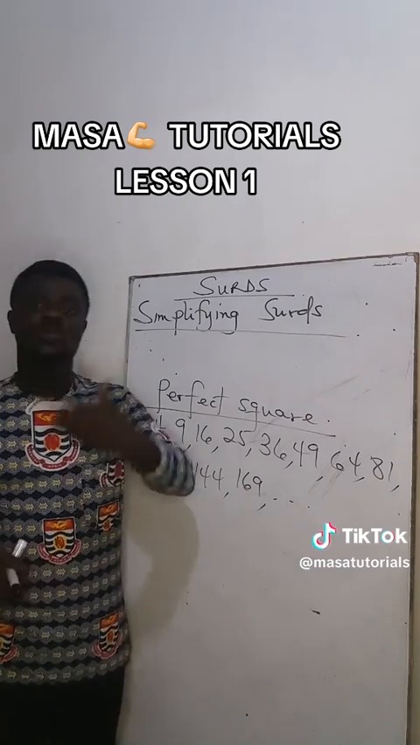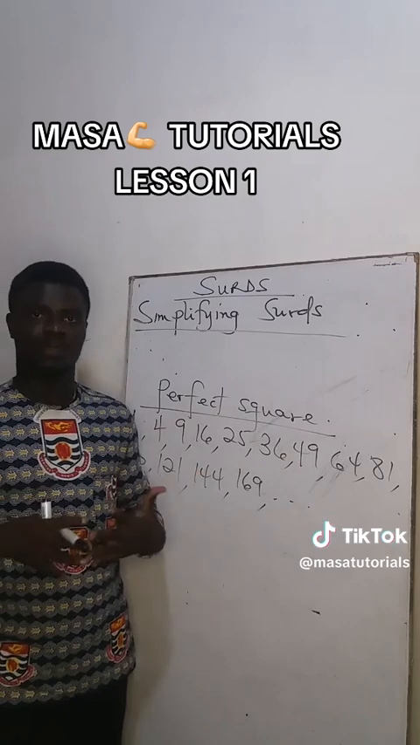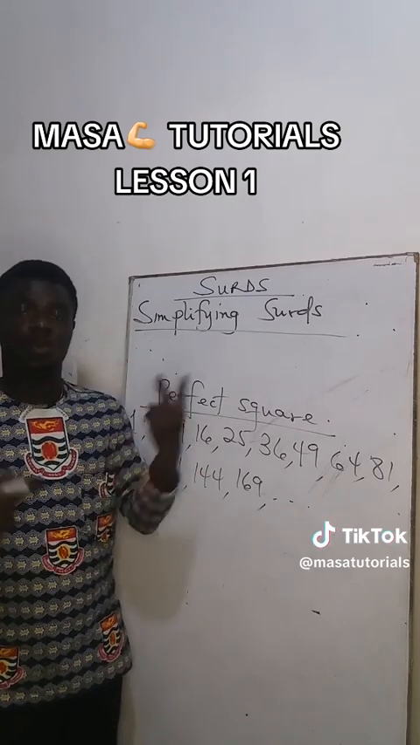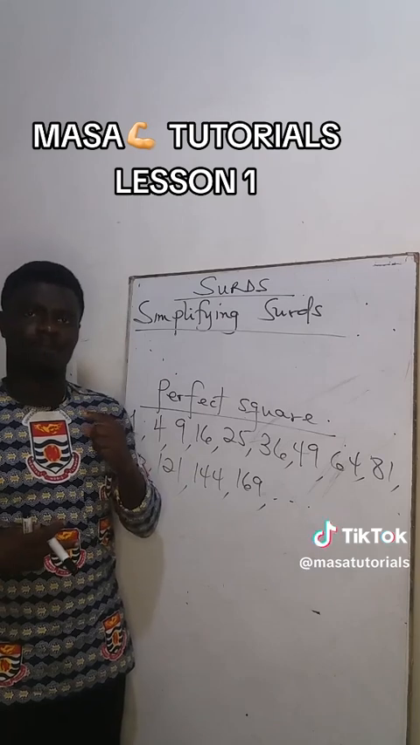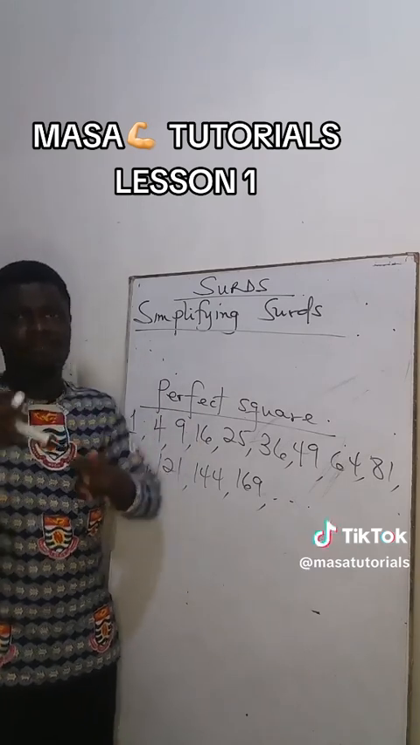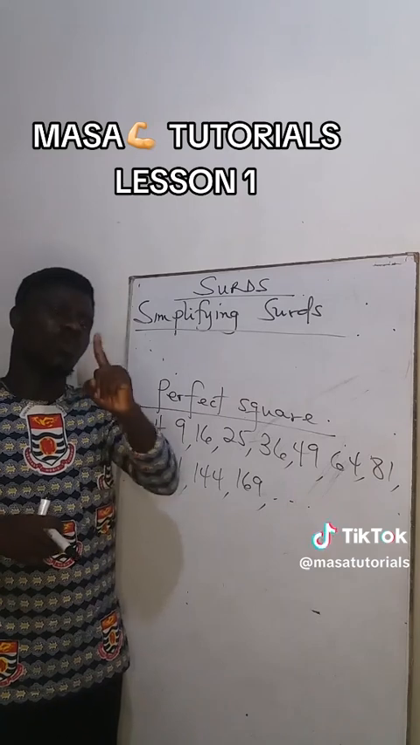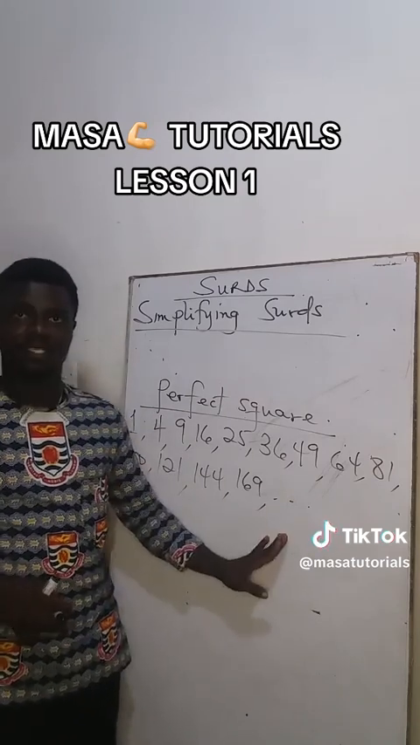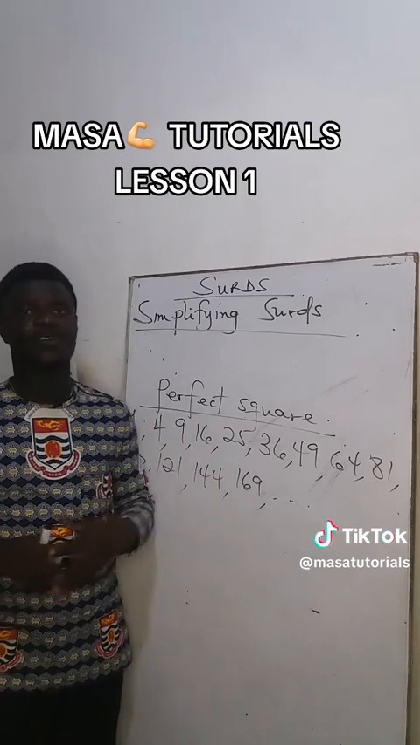Now, if you want to reduce a surd, make sure that you have 2 numbers that, when you multiply, you get that number. So you look for 2 numbers. When you multiply those 2 numbers, it will get you back to that number. Now, make sure that one of the numbers is part of this family, which means it's a perfect square.